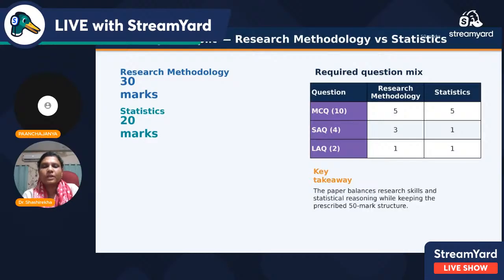So the paper balances research skills and statistical reasoning while keeping the prescribed 50 marks structure. How you fill the content, whether you add the relevant points, or give proper illustrations, all this matters here.